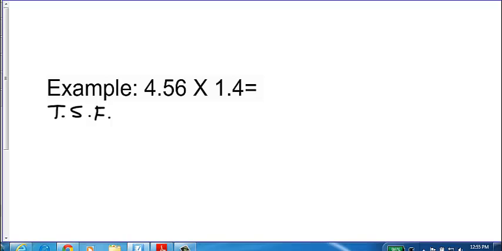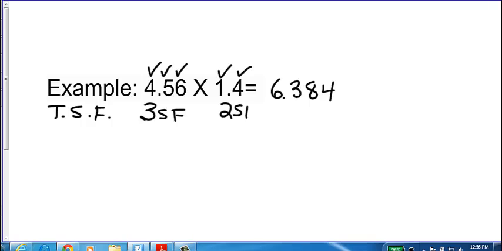So we're going to take 4.6 times 1.4 and get a whole big long answer of 6.384. I really do want you to write down the whole big long answer so that I know if you made a calculator mistake or a rounding mistake. Now, that is not your answer to proper sig figs. We must apply the TSF rule. So I count total sig figs. These are all not 0, so this has 3 sig figs. And this is not 0, so this has 2 sig figs.